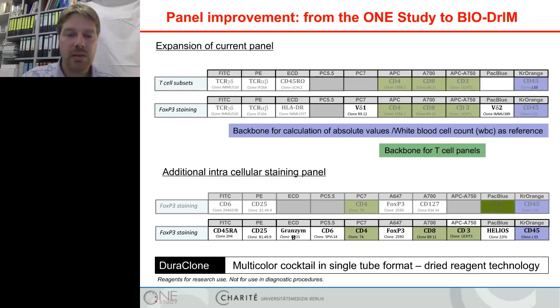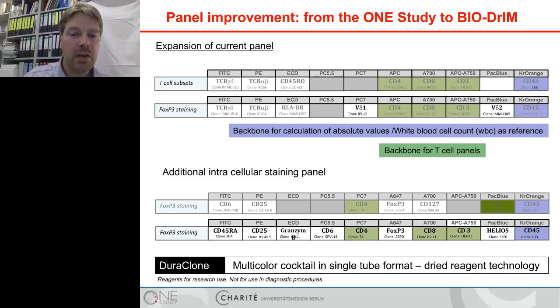Then we designed an additional intracellular staining panel, because in the ONE Study we did not have a mandatory intracellular panel. We tested it once, and improved it with additional markers because we are also interested in the Treg subpopulations. Therefore, this panel has not only a FOXP3 staining and a CD25 staining together with CD4, CD3, and CD45. We are also staining Helios, granzyme B, and CD45RA.